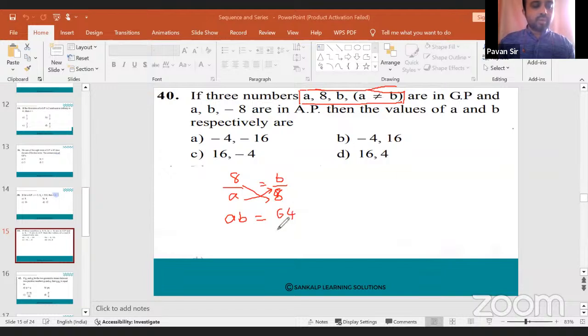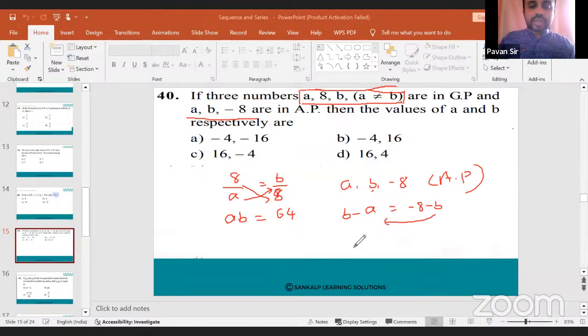Now, which are in AP? So A, B, minus 8. Use the second condition: A, B, minus 8 are in AP. So B minus A is equal to minus 8 minus B to get the common difference: second term minus first term, third term minus second term. If they are in AP, the common difference must be the same.